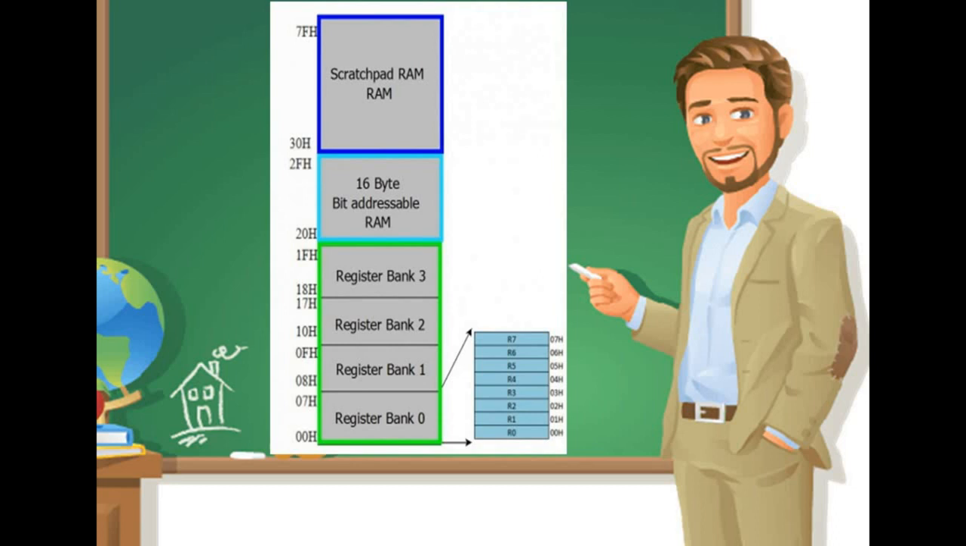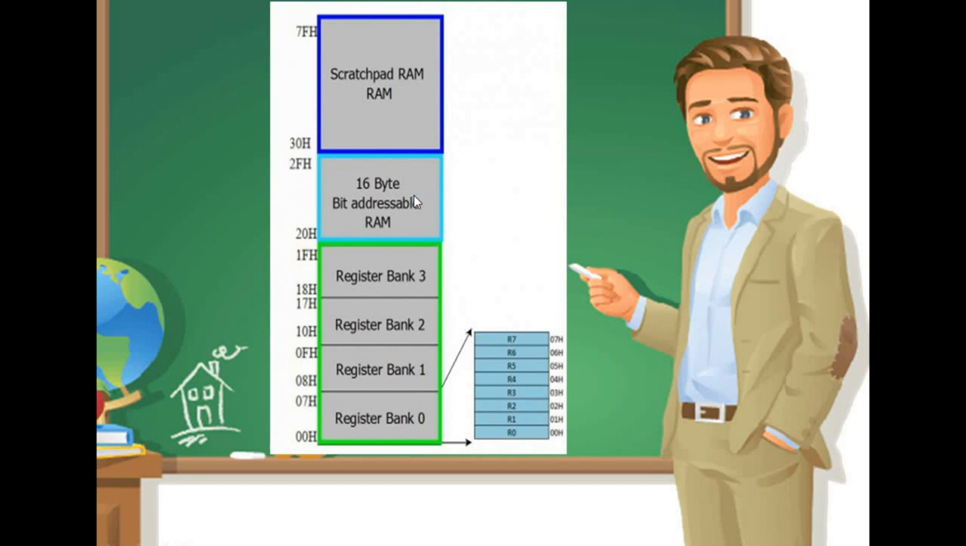So it is 32 bytes from 00H to 1FH, that means 32 working registers, and each working register is 8-bit wide. And these 32 working registers are organized as 4 register banks. Each register can be addressed by its name, and the default register bank which is used to store the initial data is register bank 0.